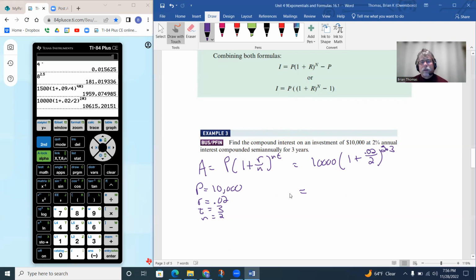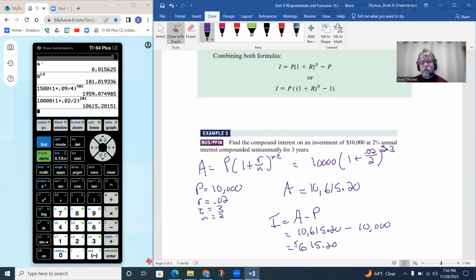So A would actually be $10,615.20. So my interest is going to actually be A minus P. So it's going to be the $10,615.20 subtract the 10,000, and that would just be $615.20. That'd be our interest that we made over the time.